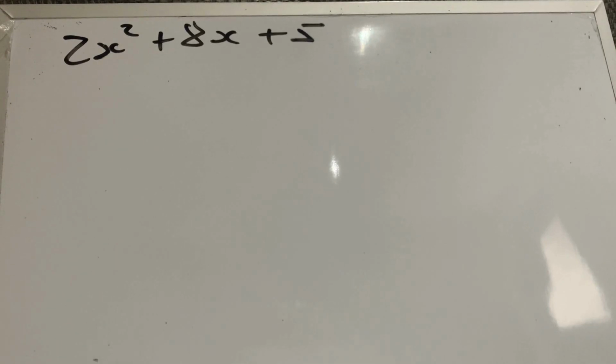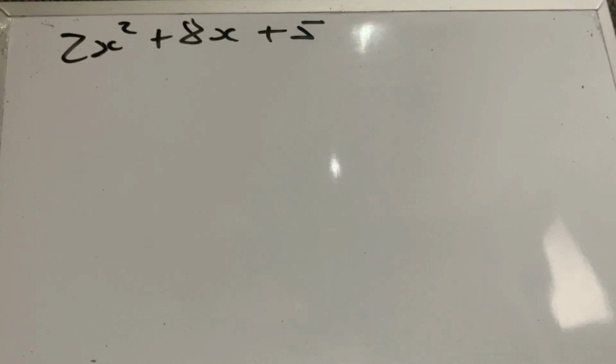Okay, final example. Let's say you were given this guy, 2x squared plus 8x plus 5, and you were asked to simplify that. Okay, and you can see that we're not solving an equation here. We're being asked to simplify. So there's no equals 0 here. We're just being asked to simplify it through completing the square or completion of the square. I don't know, whatever it's called.